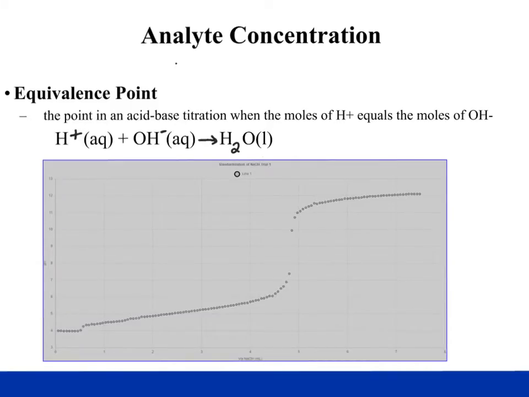In the previous video, we explored how to calculate the concentration of a solution whose concentration we don't know using the equivalence point. Remember, the equivalence point is when the moles of hydrogen ion equals the moles of hydroxide ion. Or, to put it another way, when the moles of acid are stoichiometrically equal to the moles of base. So the question then is, how do we produce the graph?